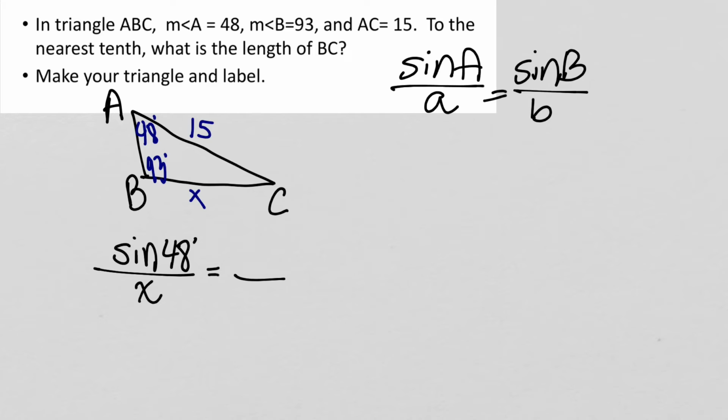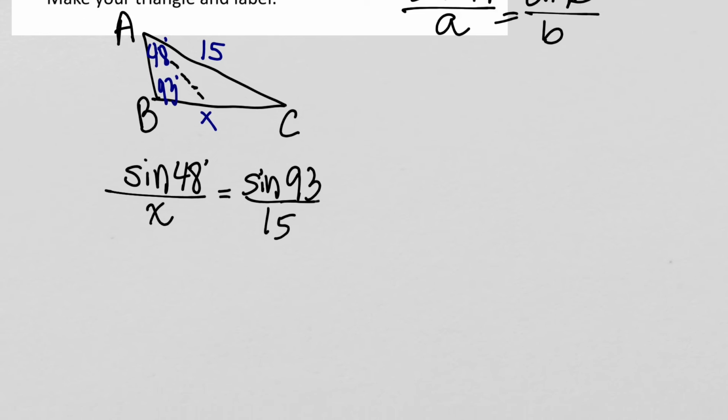Then, looking the other way, side 15 is opposite of what angle? 93 degrees. So that's my next pair I'm going to write down. So sine 93 over 15. So the most important thing when you set up law of sines is that you must use the side with the angle that's opposite that side. Now we have a proportion here.